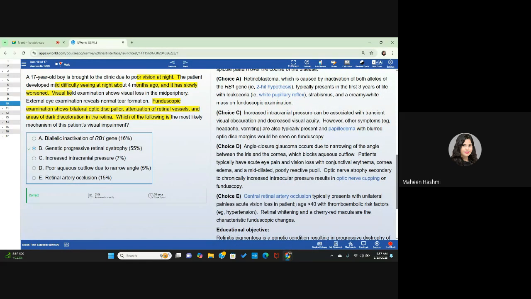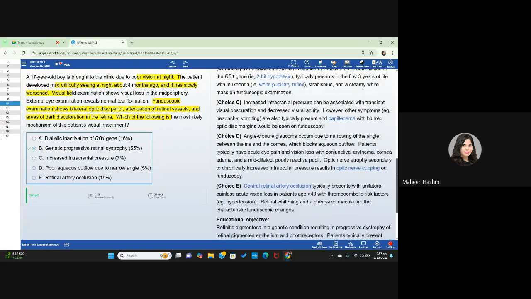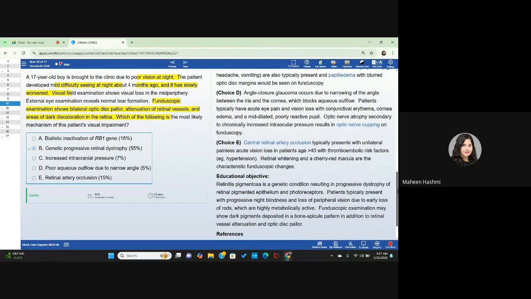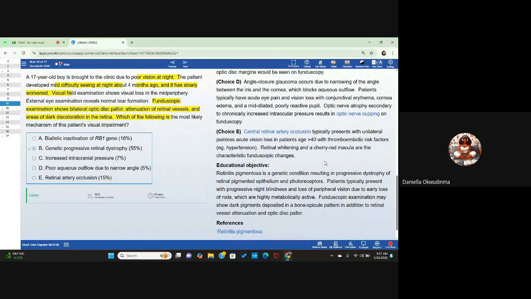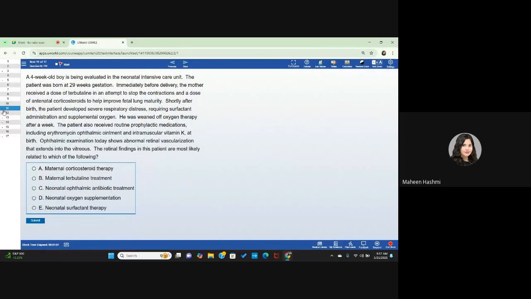We talked about CRAO, we talked about acute closure glaucoma yesterday, and we also talked about papilledema. We know what retinoblastoma is, right? In what tumor do you see retinoblastoma gene activation? Osteosarcoma, very good. Next question for today: the patient also received routine prophylactic medications, including erythromycin ophthalmic ointment and IM vitamin K. Why do you give IM vitamin K at birth?